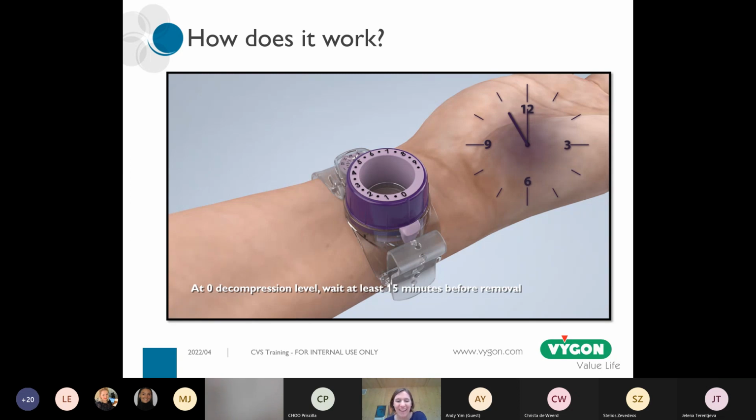When you are at 0 decompression level, you have to wait at least 15 minutes before the removal. If there is no bleeding, you can remove the device. You have to remove it carefully to not damage the skin.